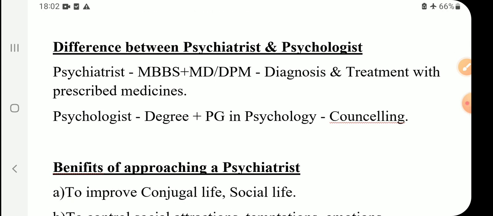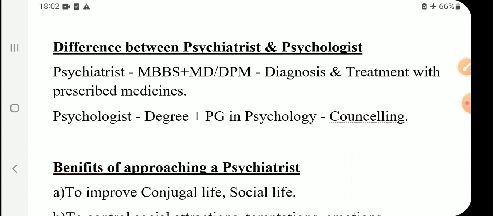And coming to the difference between psychiatrist and psychologist. A few people may be having a confusion about these two, so I would like to clarify both. Who is actually called a psychiatrist? They will complete MBBS, and they are actually doctors, MBBS doctors. After that, they will do a PG, MD or DPM, and they actually diagnose the patient and give a treatment with prescribed medicines. They are called a psychiatrist.